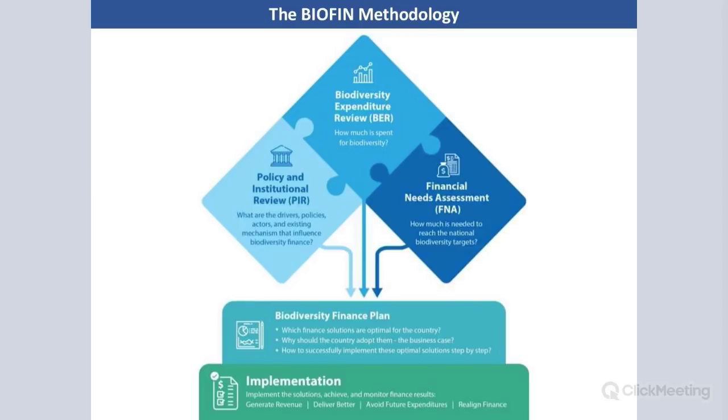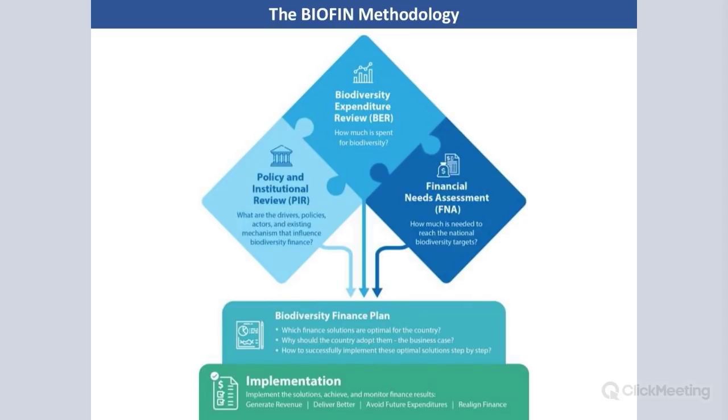The BioFIN methodology consists of three technical workbooks, which are the Policy and Institutional Review, the Biodiversity Expenditure Review, and the Financial Needs Assessment. Henceforth, I will refer to these as the PIR, the BER, and the FNA, respectively. The fourth element of the BioFIN methodology is the Biodiversity Finance Plan, and finally, the implementation of the plan.